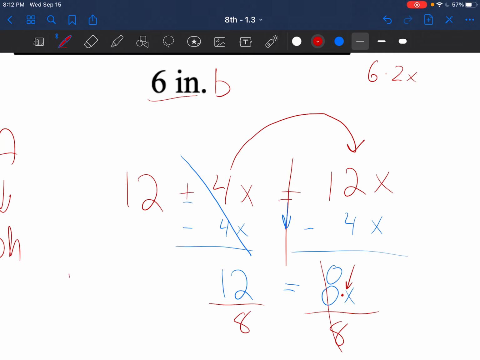Divide. So now we just got to divide. 12 divided by 8. Does 8 go into 12? Yes, it does. It goes in there one time. 1 times 8 is 8. Subtract that. 12 minus 8 is 4.